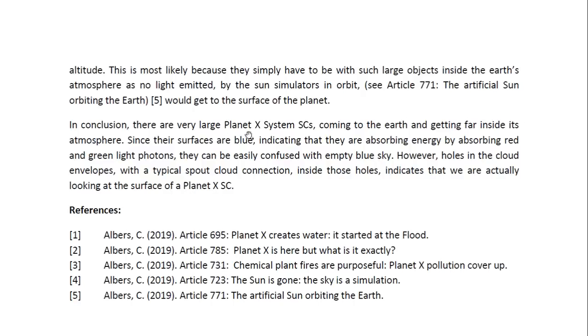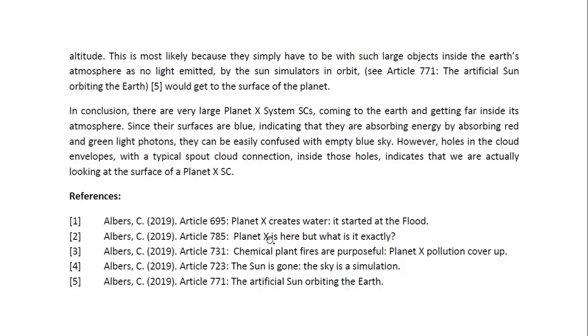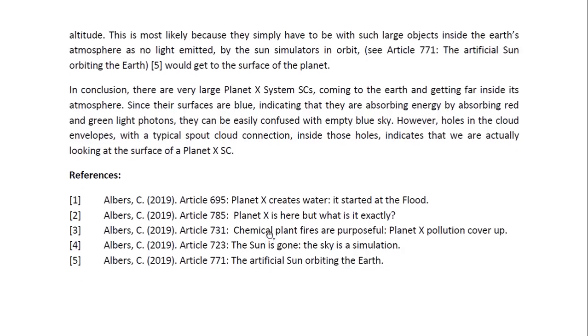So in conclusion, there are very large Planet X system stellar cores coming to the Earth and getting far inside its atmosphere. Since their surfaces are blue, indicating that they are absorbing energy by absorbing red and green light photons, they can be easily confused with empty blue sky. However, holes in the cloud envelopes with a typical cloud spout connection inside those holes indicates that we are actually looking at the surface of a Planet X stellar core. And these are the references.